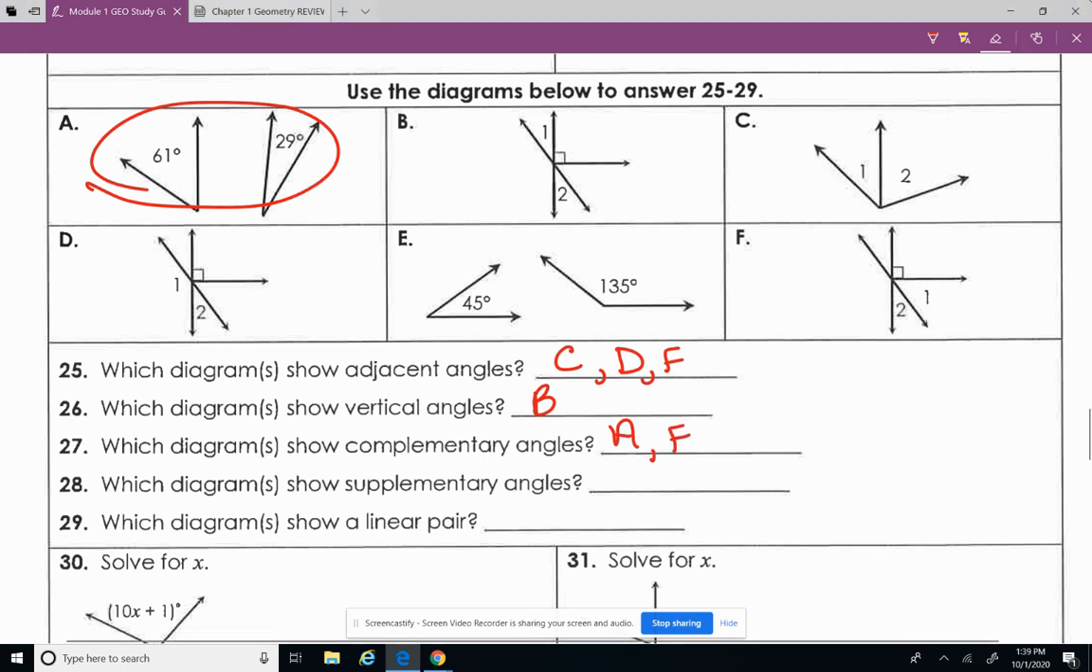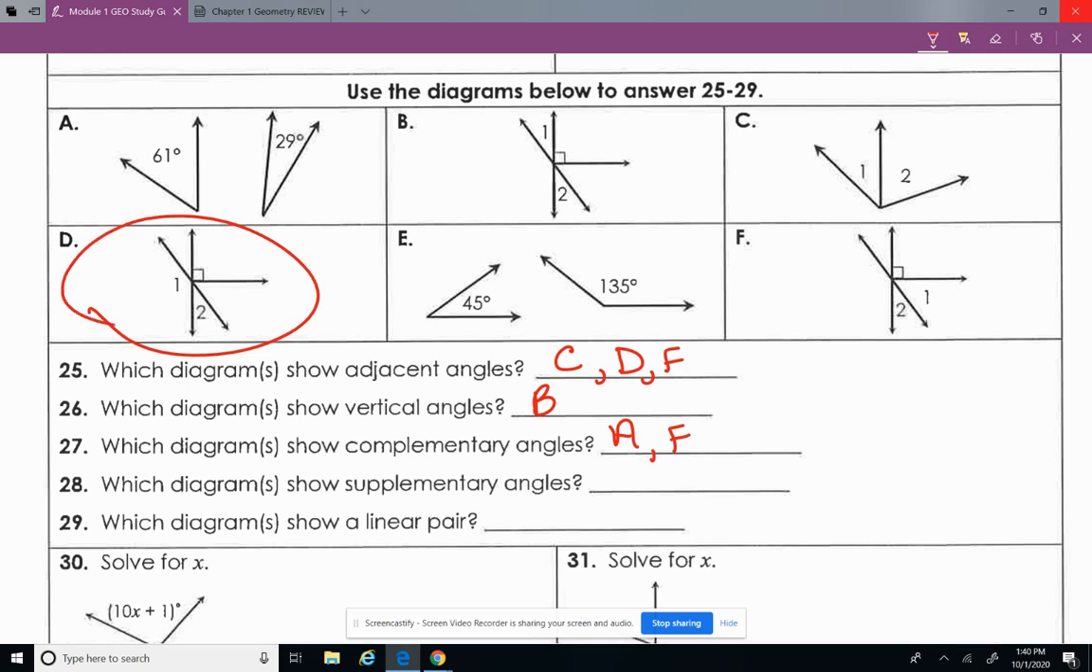All right, I always try to erase it so I don't confuse you. Which diagram shows supplementary angles? Well, we definitely know that D does. And then if you add 135 and 45, that's also going to be supplementary. All right, and then the last one, what's a linear pair? Well, that's going to be this one, because this is a line, it's 180, and this is adjacent. So that's D.